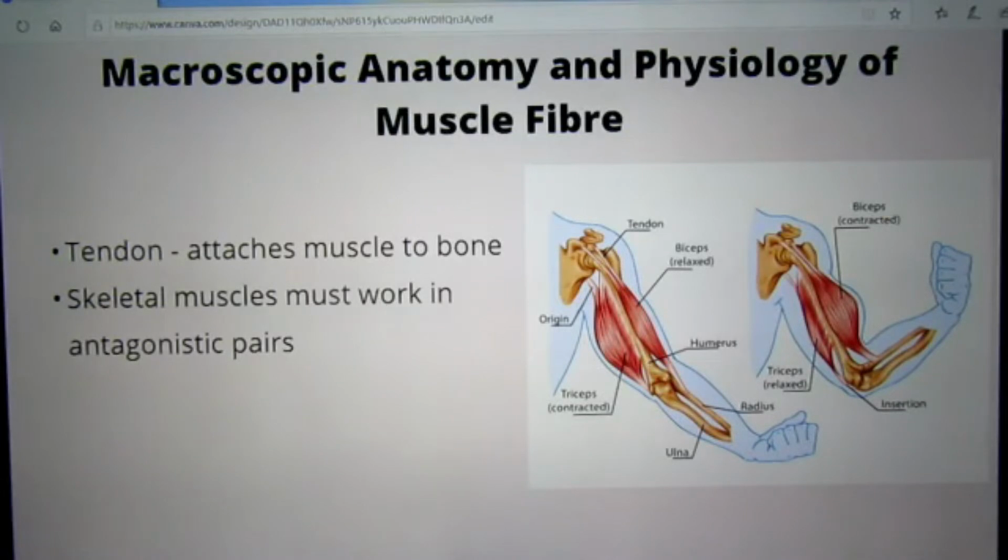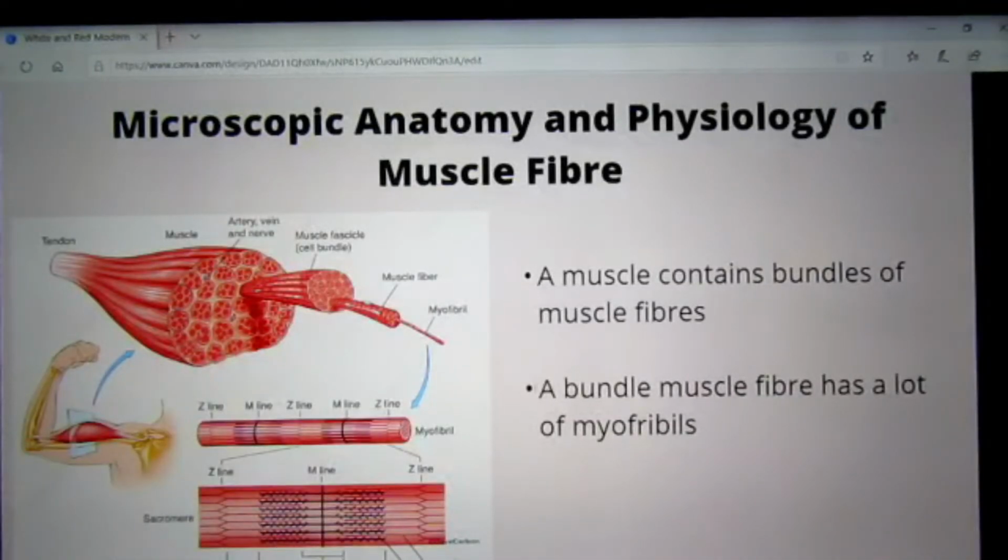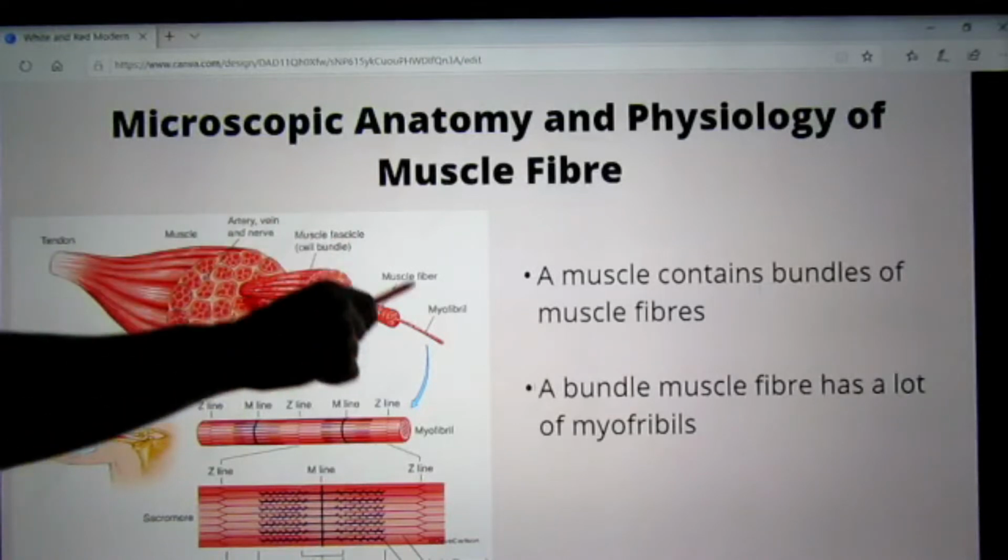So that's all for macroscopic anatomy. We move on to microscopic anatomy. Let's have a look at this diagram. This shows the microscopic anatomy of muscle fiber. And you can understand this is what we can see physically. So when we enlarge it, when we magnify it, what we can see is basically like this.